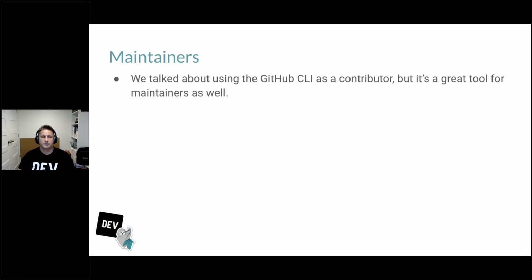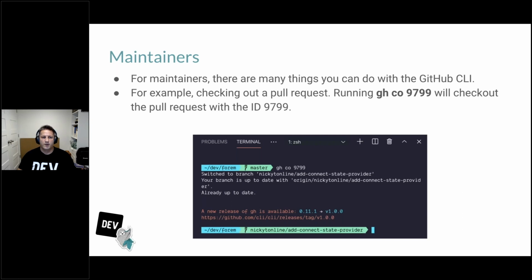We talked about using the GitHub CLI as a contributor, but it's a great tool for maintainers as well. For maintainers, there are many things you can do with the GitHub CLI. For example, checking out a pull request, running the command gh co 9799 will check out the pull request with the ID 9799. This is a lot easier than, I can't even remember what the actual command is to pull down a pull request without the GitHub CLI. So definitely try that one out. As mentioned in the tips for contributing, check out cli.github.com for more information on what you can do with the GitHub CLI.